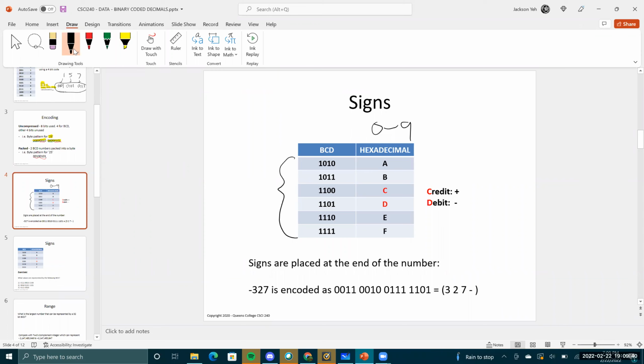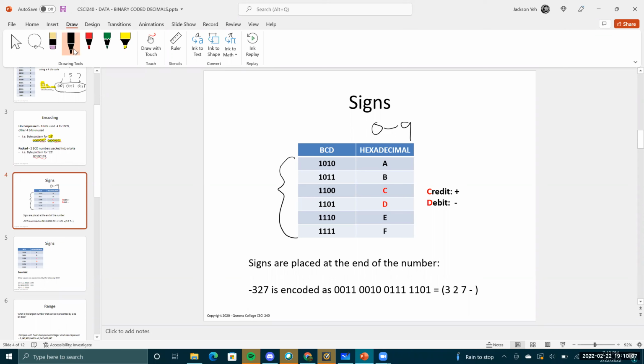A good way of remembering this is positive is C for credit. Think about if someone credits your account, they're adding money, so think of that as positive. If someone debits an account, they're actually removing, so think of it as negative. The hex value C, or the BCD for C, is 1100, and that's positive, and D is used for negative, and it's 1101.